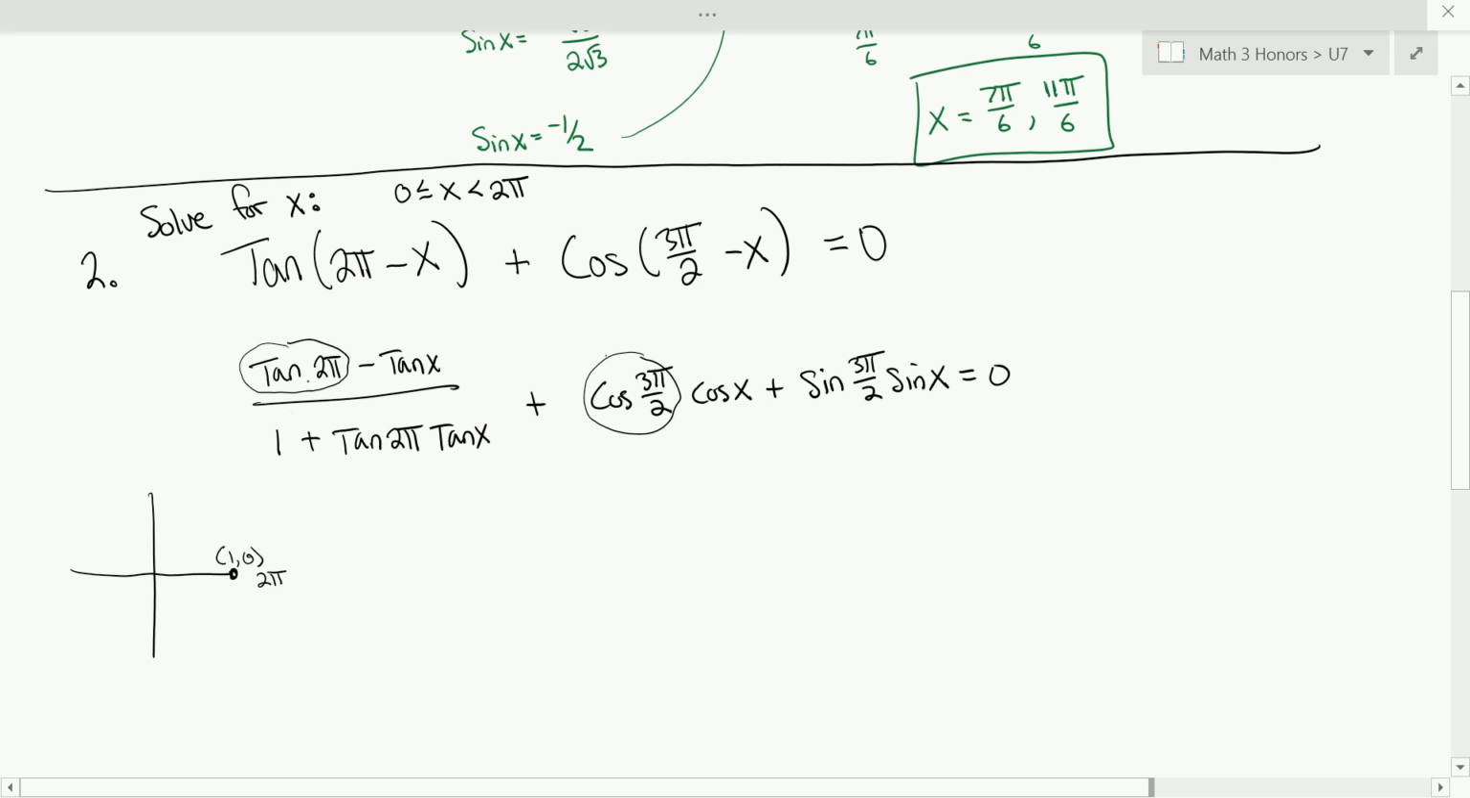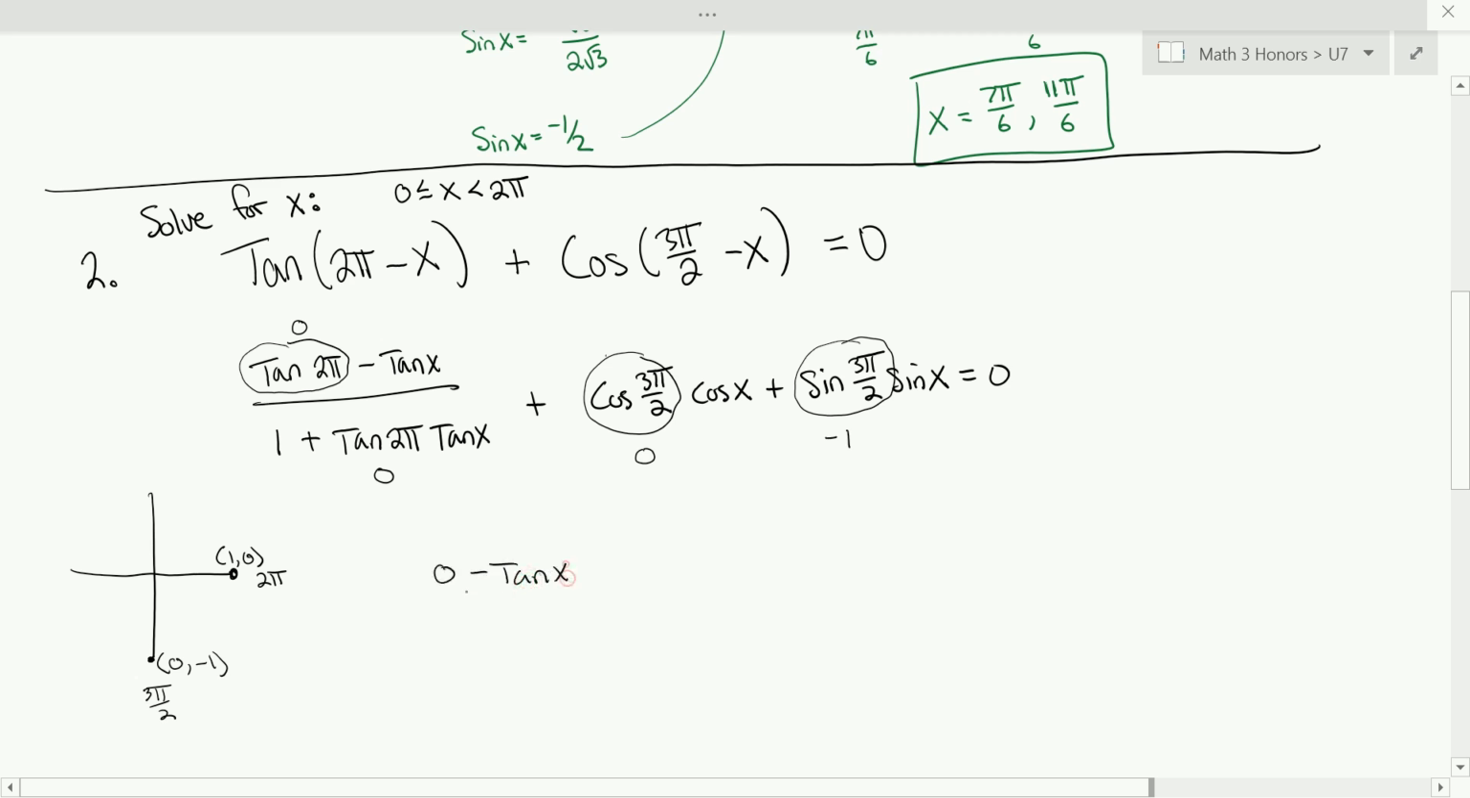And so what's the tangent of 2 pi? It'll be 0 over 1, which is 0. Okay, so this is going to take a value of 0. This right here will take a value of 0. Cosine of 3 pi over 2, 3 pi over 2 is going to happen on the bottom of the y-axis. And the coordinate for that point on the unit circle, we're only going a distance of 1 from the center, so it'll be at 0, negative 1. And the cosine is your x value, so that's also going to be 0. And then the sine of 3 pi over 2 will be what? Negative 1.